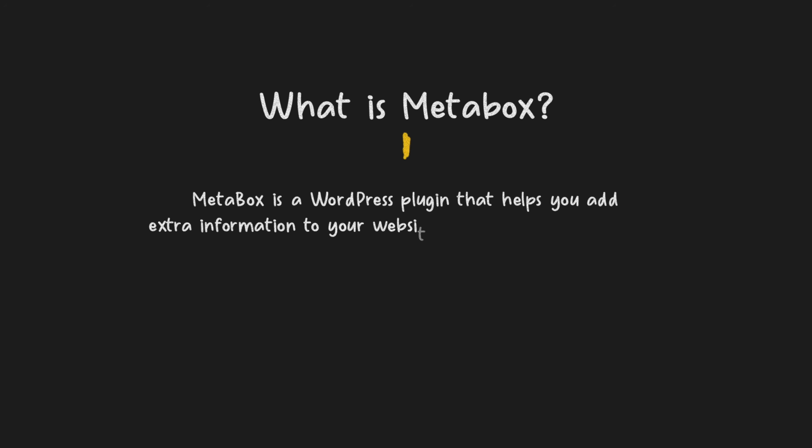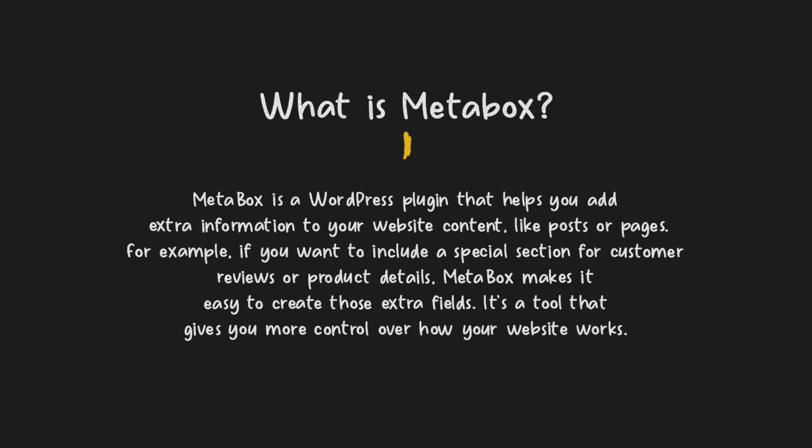Before we do, let's break some of the terminology down so you understand, first of all, what MetaBox does, but also terminology like custom post types, meta fields, and taxonomies. So first of all, MetaBox is a WordPress plugin that helps you add extra information to your website content, like posts and pages. For example, if you want to include a special section for customer reviews or product details, MetaBox makes it easy to create those extra fields. It's a tool that gives you more control over how your website works, but it does a lot more.